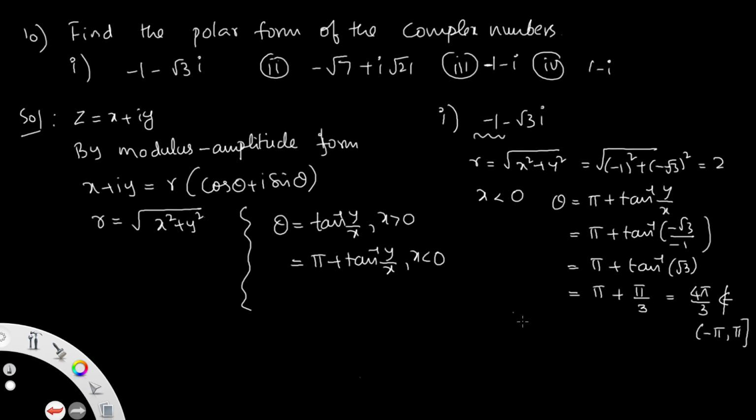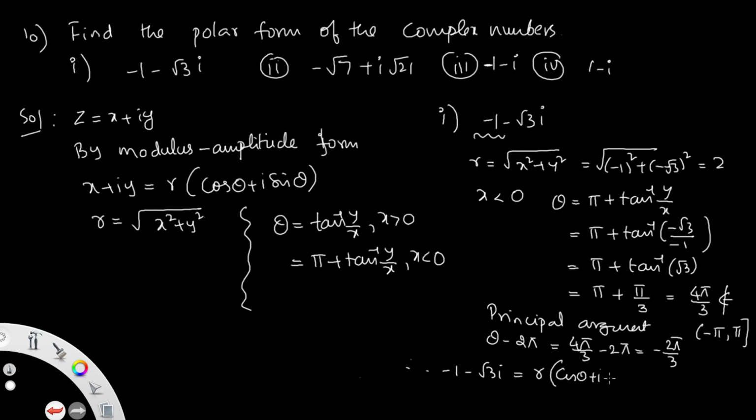If it is outside minus pi to plus pi, we can change it into the principal argument, meaning the smallest angle, that is theta minus 2 pi. So 4 pi by 3 minus 2 pi is minus 2 pi by 3. This is the smallest angle. Therefore minus 1 minus root 3i is r into cos theta plus i sin theta, that is 2 cis of minus 2 pi by 3. This is the polar form of the given complex number.